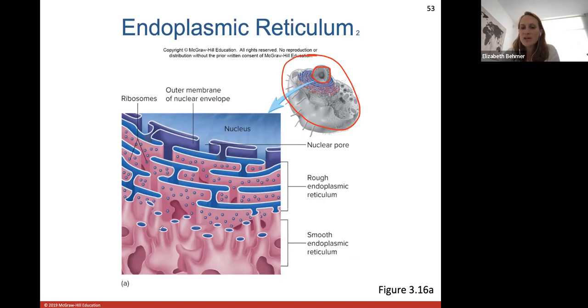And then the smooth endoplasmic reticulum is a continuation of the rough ER, but without ribosomes. So your smooth ER does not contain ribosomes, and your rough ER does. And you can see these little circles attached to the rough ER. Those are the ribosomes that are studded or embedded within those membranes.